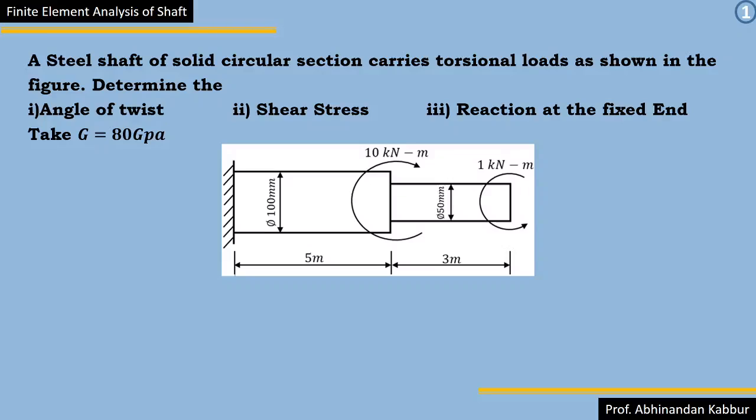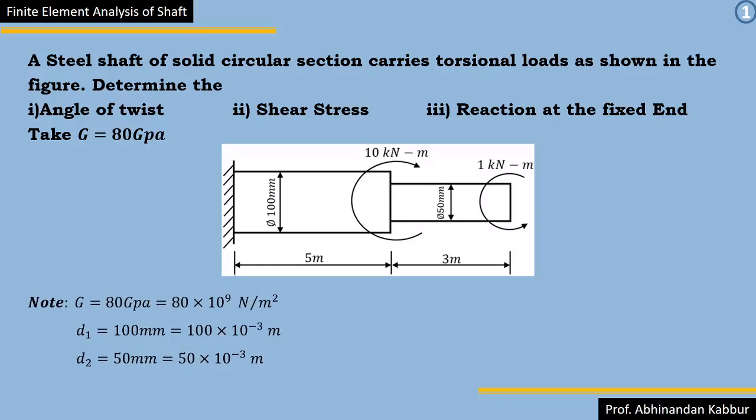Now, once again, everything is in terms of meter: length is in terms of meter, applied torque is in terms of kilonewton meter, and the modulus of rigidity is in terms of newton per meter square, that is gigapascal. Only in this problem the diameter of the shaft is given in mm. Therefore I need to convert that in terms of meters. Gigapascal is 10 to the power of 9, so 80 gigapascal is 80 into 10 to the power of 9 newton per meter square.